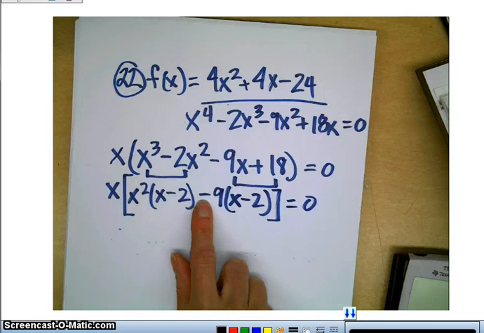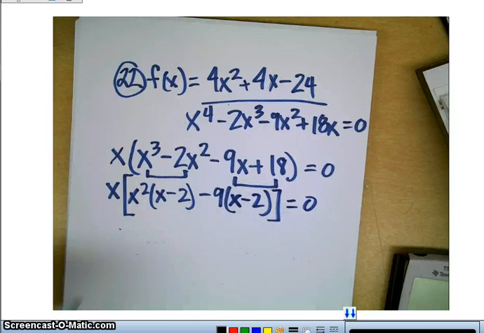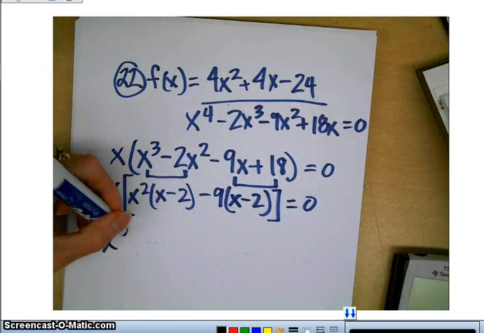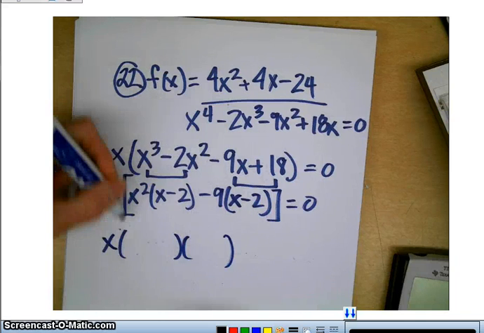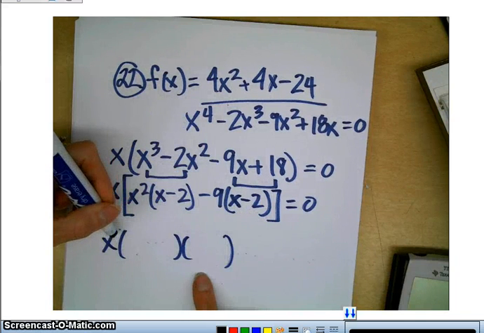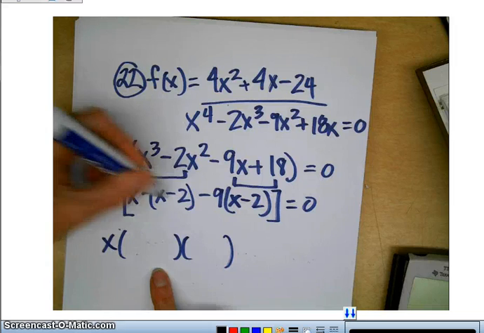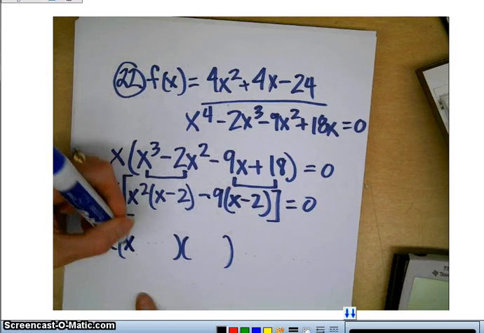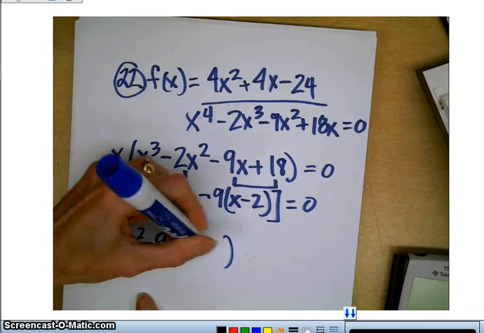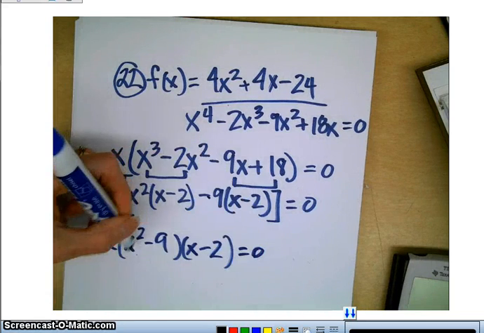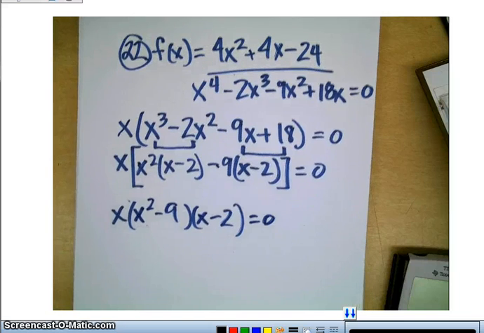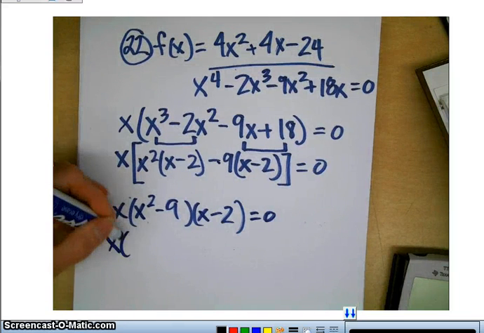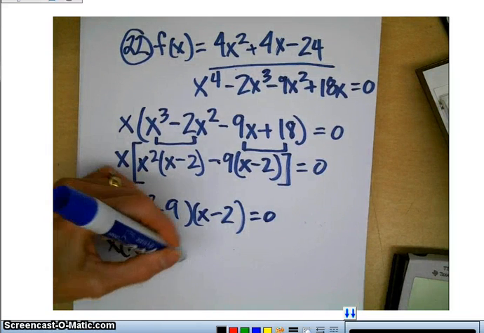Because a negative and a negative equals a positive. Yes. Okay, now we're not done. Now finish factoring. How does this inside part factor? That's x squared minus 9 and x minus 2. But doesn't x squared minus 9 factor more? How does that factor? x plus 3, x minus 3.